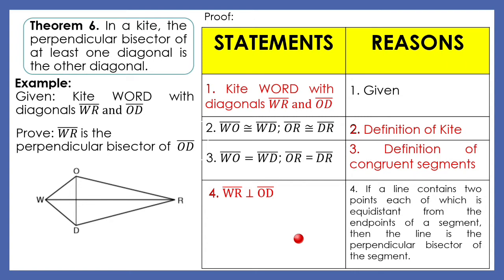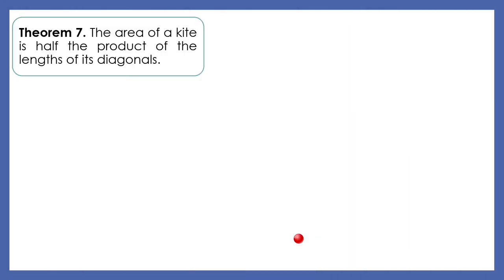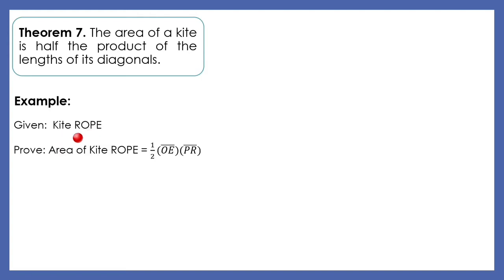Okay, so we will now prove the second theorem on kite. This is the second theorem on kite. The area of a kite is half the product of the lengths of its diagonals. Let us prove. For example, we have kite ROPE. We will prove that the area of kite ROPE equals 1/2 times line segment OE times line segment PR, or 1/2 the product of the lengths of the diagonals.